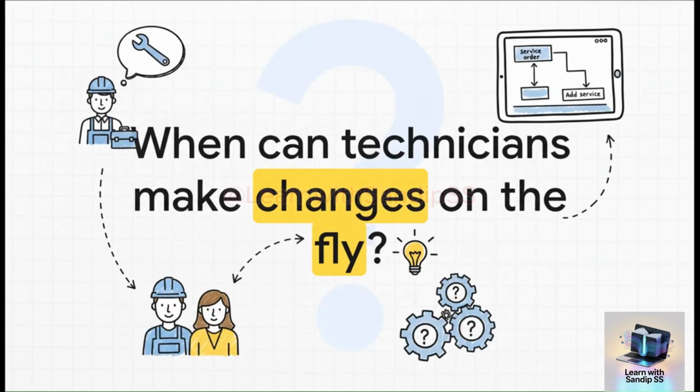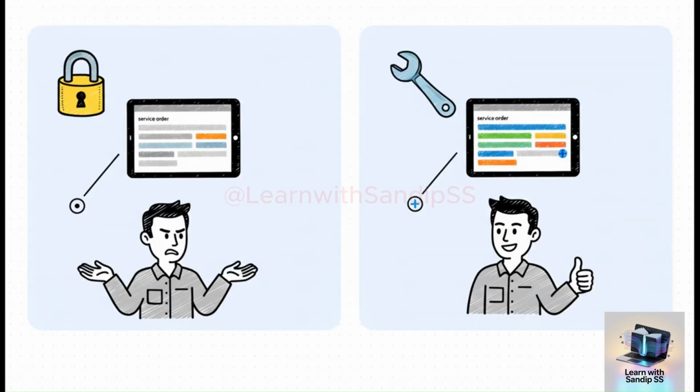Okay, but what happens when a technician is out on site and the customer wants to add a service? Let's be real. Real-world service rarely goes exactly as planned. The amount of flexibility you have in that moment depends entirely on how the service order was created in the first place. Now here's the crucial point you've got to remember. If that service order was generated from a larger solution order, think of a big project with multiple products and services all bundled together for one price, then the configuration is locked in. No changes allowed on the fly.